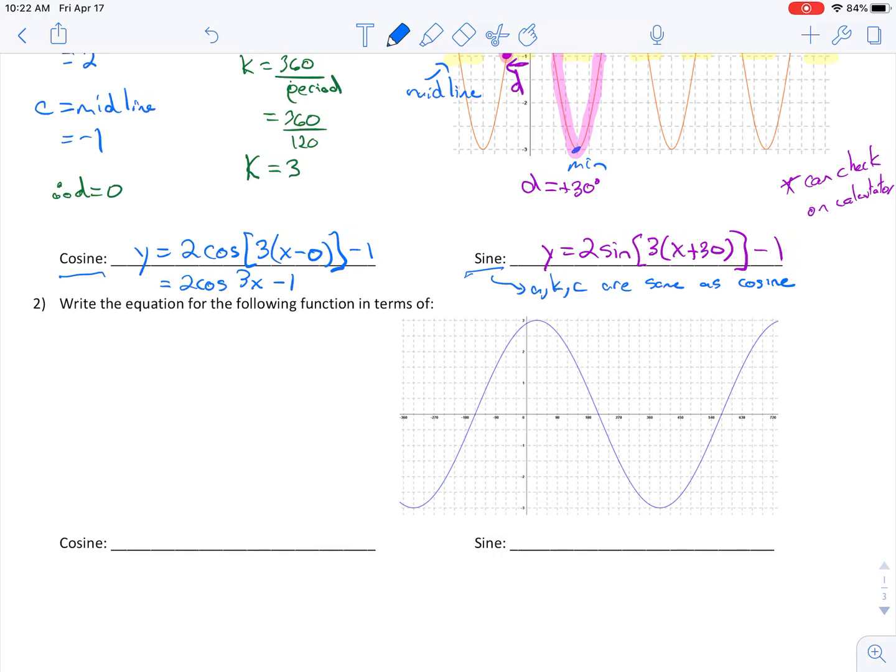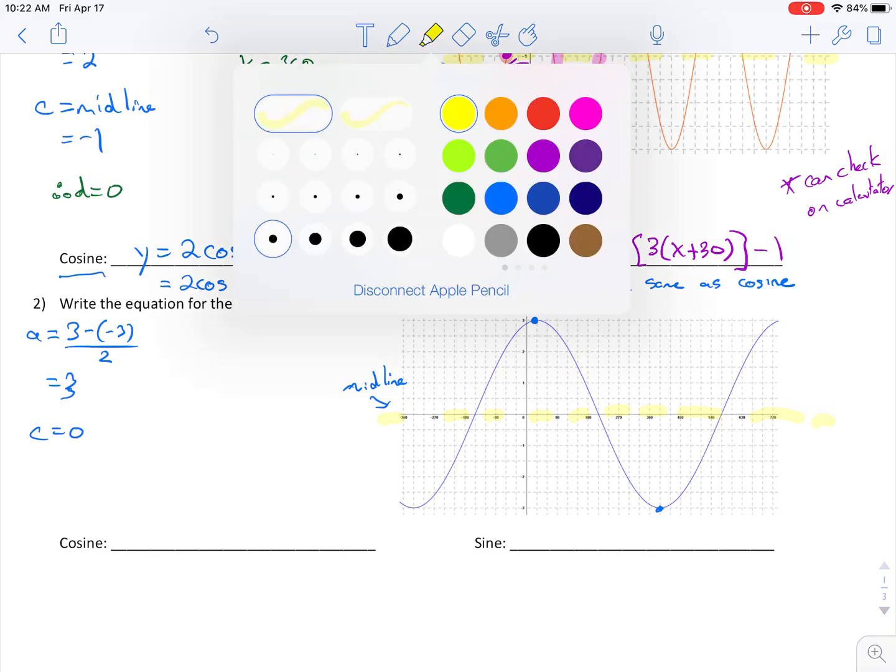Okay, let's try another one. This one, again, is similar, we're doing sine and cosine. If you can, try this out yourself and see if you can get it, but otherwise you can just follow along. I'm going to start again with the max and the min. My max is 3, my min is -3, so my amplitude's pretty easy. I just have 3 minus -3 divided by 2, which is 3. That makes my midline just 0, and so C is just going to be 0.